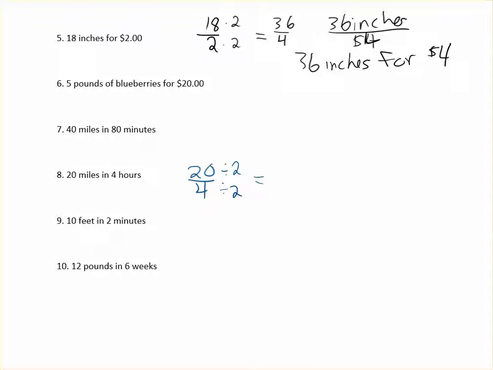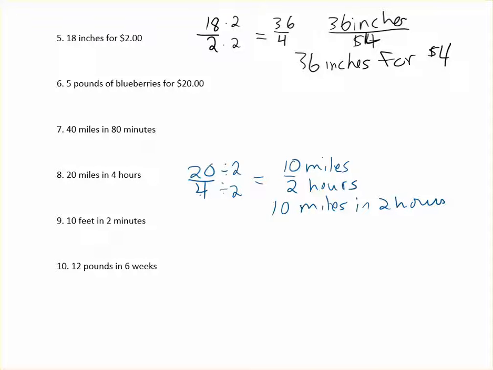You might as well keep the numbers ones that you can do easily rather than making it more complicated than you have to. So 20 divided by 2 is 10. 4 divided by 2 is 2. Then we put our units back on to write it as a rate again. So the equivalent rate to 20 miles in 4 hours would be 10 miles in 2 hours. And you could also write that in words, 10 miles in 2 hours.